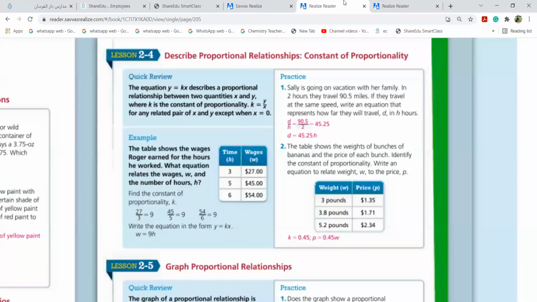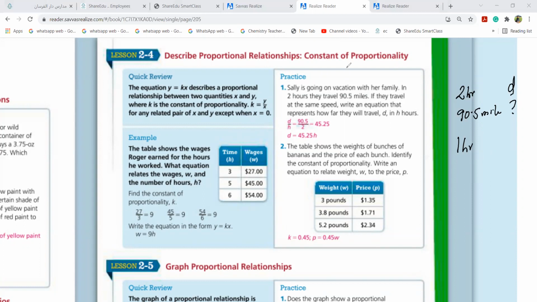Now, Sally is going on vacation with her family. In 2 hours, they travel 90.5 miles. See, simple. Always start with the 2 hours. If they travel at the same speed, write an equation that represents how far they will travel in d hours. Of course, how will you do it? One second. First of all, let us do it for 1 hour. For 1 hour, how much? Let us do it for 1 hour, okay?